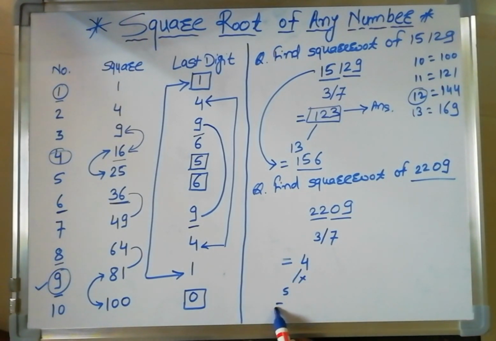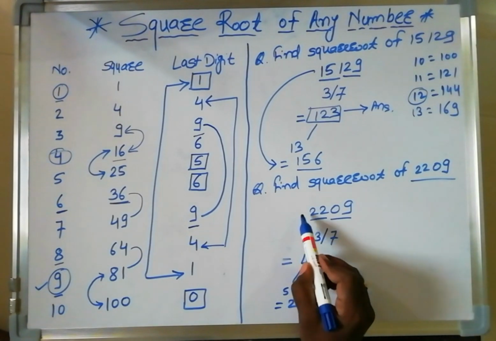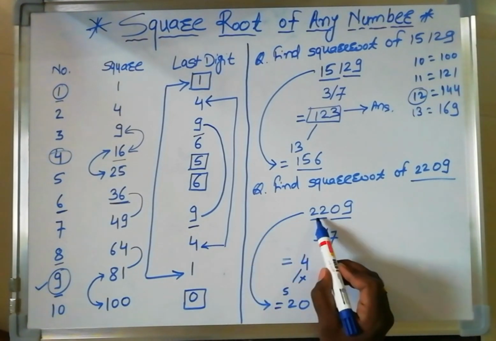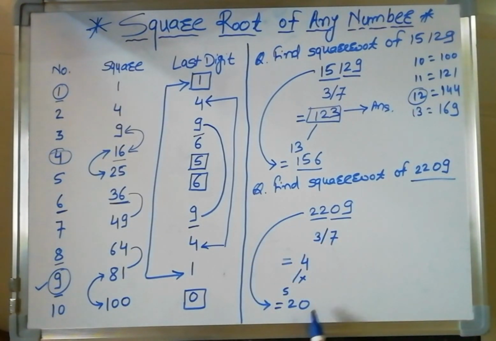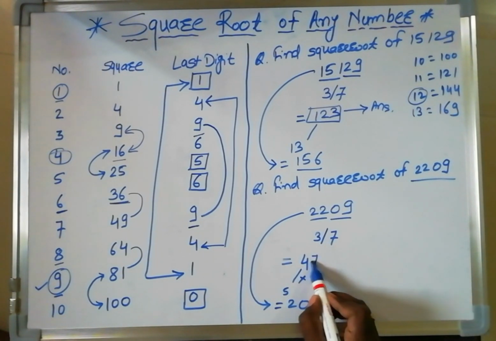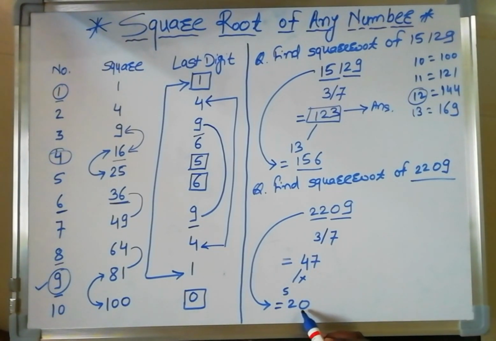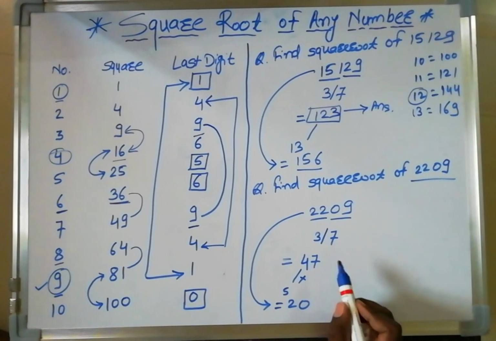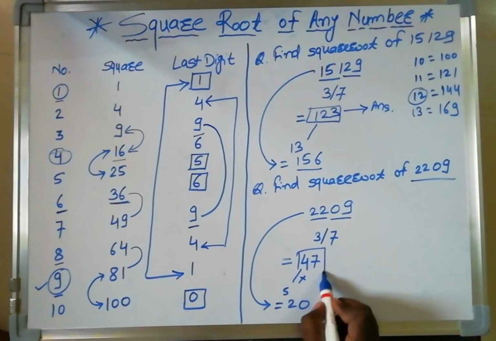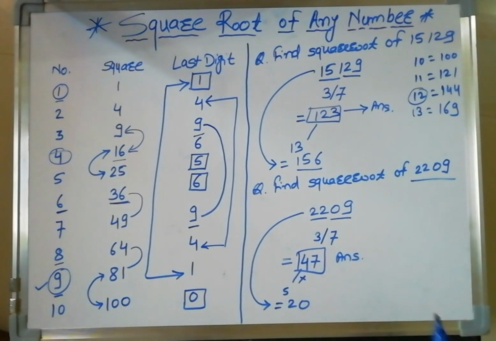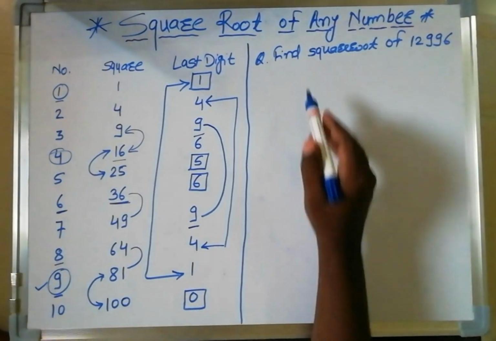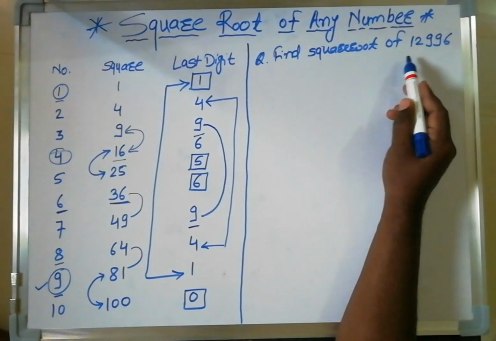And the next digit will be 5. The multiplication will be 20. Now 22 is bigger as compared to 20. So 7 is bigger as compared to 3 and 7. So your answer will be 47.